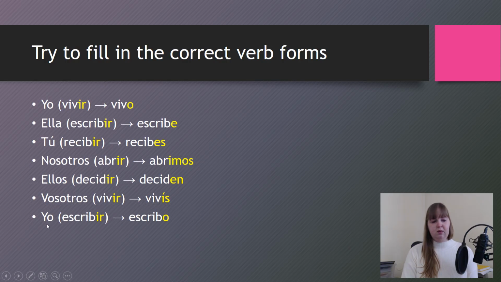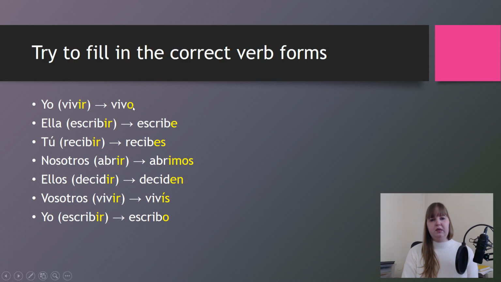And then yo and the verb escribir. So again, we have to remove the ending ir. Then we have the stem escrib, and we have to add the ending o. So the correct form is yo escribo.